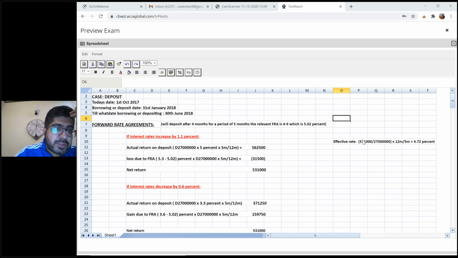We have to take one FRA, either 4-9 or 5-10. Since today's date is 1st October and the deposit date is 31st January, we are depositing after 4 months for 5 months. The principle states that if you are starting after 4 months, for 5 months, it should be 4-9. That's why we took 5.02.